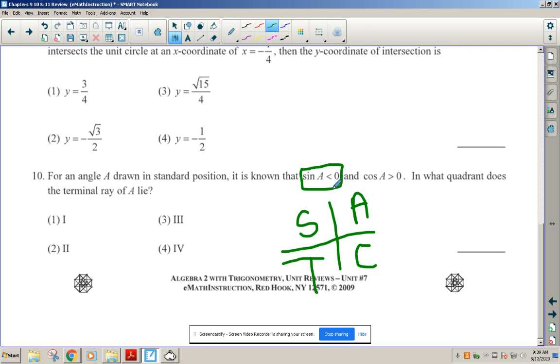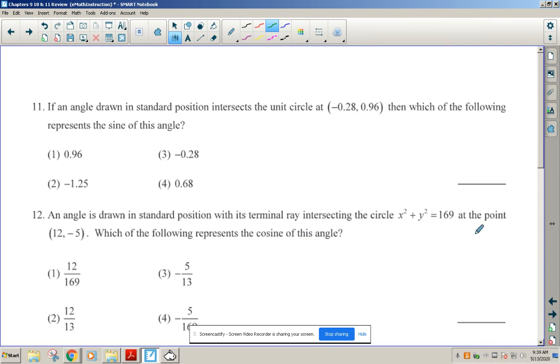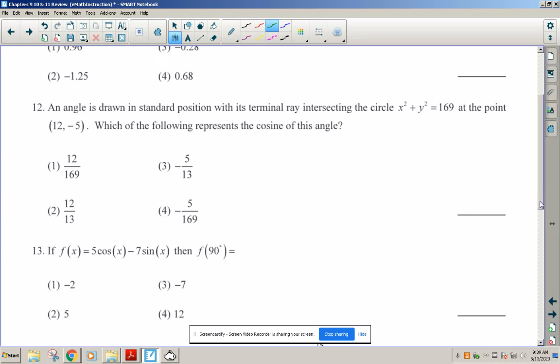If sine is negative, then that means I am not in quadrant 2 and I am not in quadrant 1, because this is where all my signs are going to be positive. Sine is negative. Cosine is positive. That means, check, I am in quadrant 4. So you want to get this right each and every time you draw out your quadrants, you will be in business. Now let's take a look at number 12.